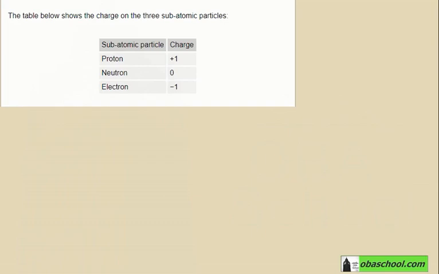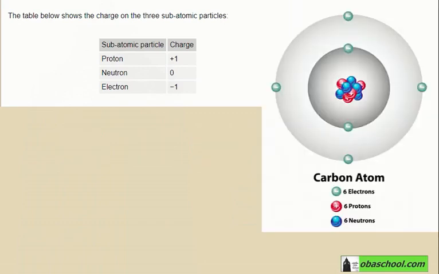Under normal conditions, an atom is electrically neutral. So the positive charge must balance the negative charge. So the number of protons is equal to the number of electrons in an electrically neutral atom. For example, if we take this carbon atom, it has 6 protons and 6 electrons. So that's why it's electrically neutral.